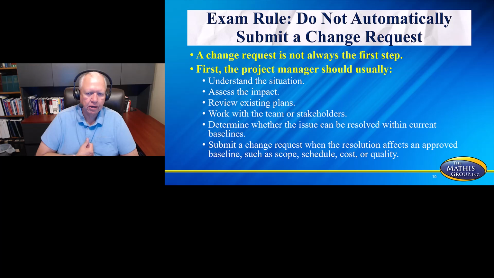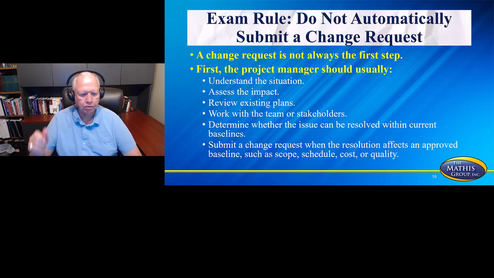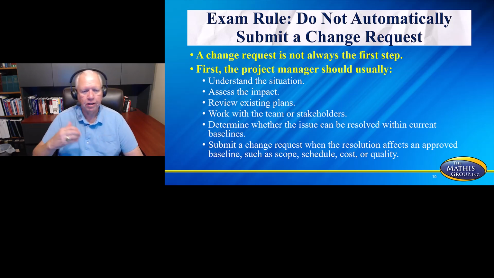Exam rule: do not automatically submit a change request. That's an important piece. Very tricky question. A change request is not always the first step. First, the project manager should usually understand the situation, assess the impact, review existing plans, work with the team or stakeholders, and determine whether the issue can be resolved within current baselines. Submit a change request when the resolution affects an approved baseline such as scope, schedule, cost, or quality. And so that's an important piece. If this is going to impact one of our baselines, then typically the trigger is that you're going to turn around and do a change request.